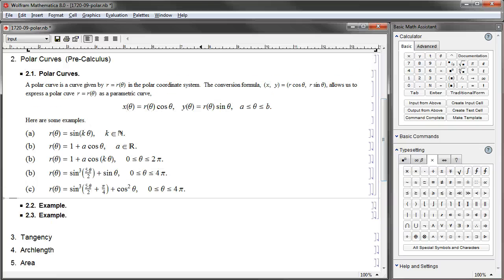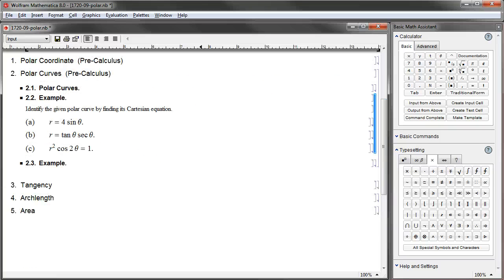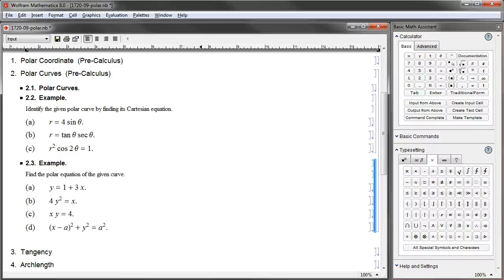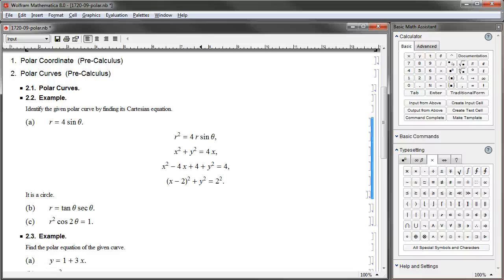Okay, do we have some time for an example? Let's see. Identify the given polar curve by finding its Cartesian equation. If you have done some analytic geometry, you may understand what those are, but I'm not going to impose it too much. Here's one way. r squared equals 4r sine of theta by multiplying r to both sides of the equation. And r squared, the left hand side, is x squared plus y squared. The right hand side is 4 times r sine of theta, so r y, as a matter of fact.